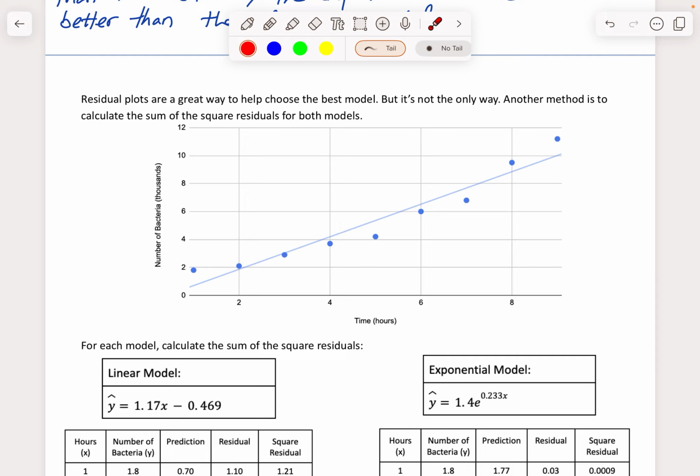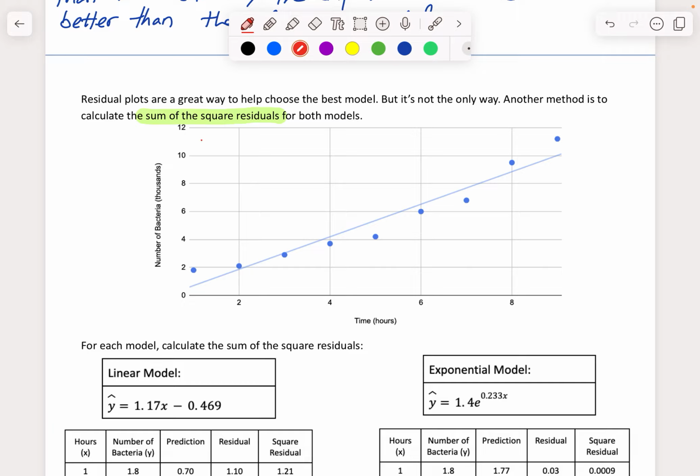Another method is to calculate the sum of the squared residuals for both models. Okay, the sum of the squared residuals is something we've seen before, back when we were looking at all that animal data. Okay, so let's draw some stuff on this graph here. Here we have that same time versus number of bacteria data. And here we're back to having our linear model here.